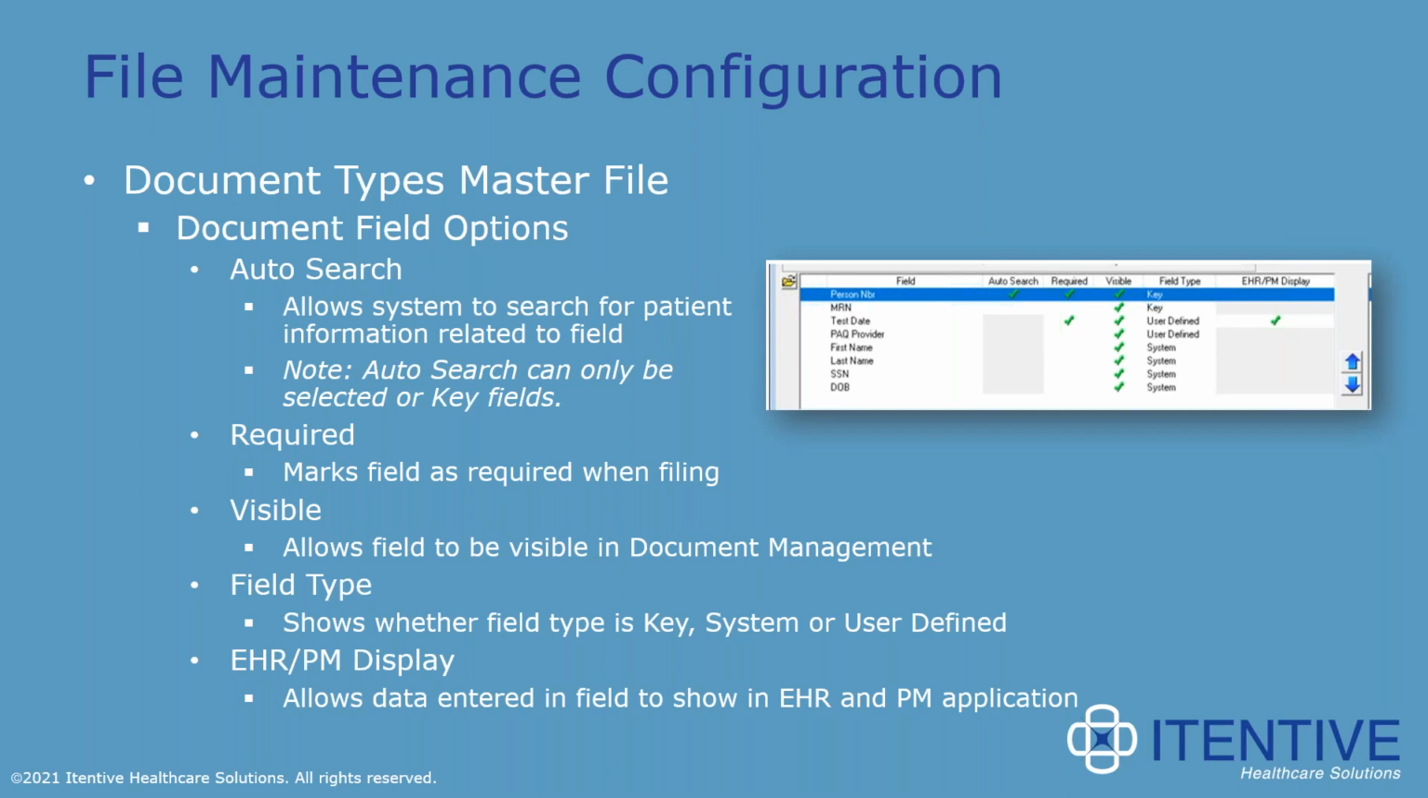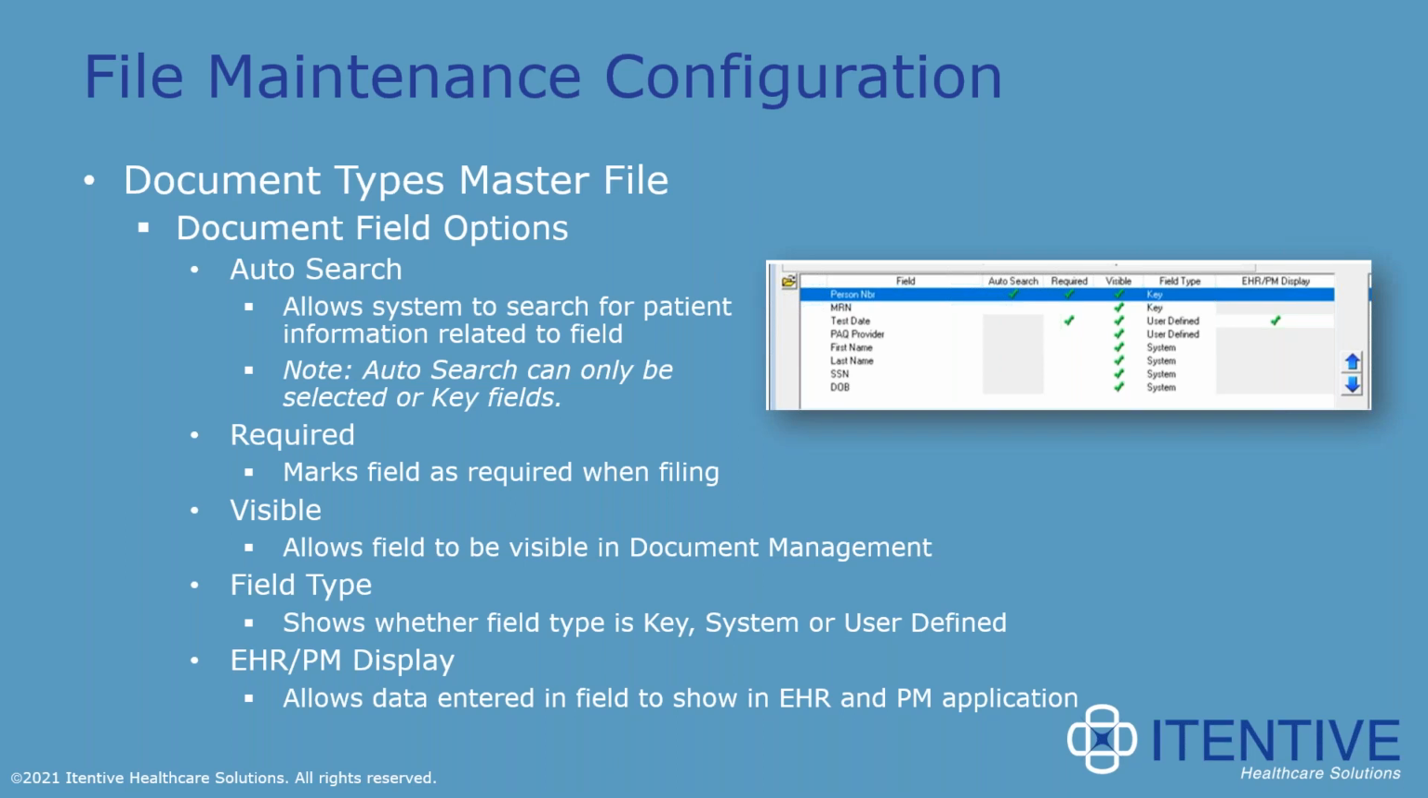So this option can only be turned on for our key fields. So if you remember from a few slides, key fields are those unique identifiers. So again, things like that person number, medical record number, things like that. Another option that we have here is to mark a field as required. So this is going to ensure that whoever's filing this document is capturing that information, so important details don't get missed.